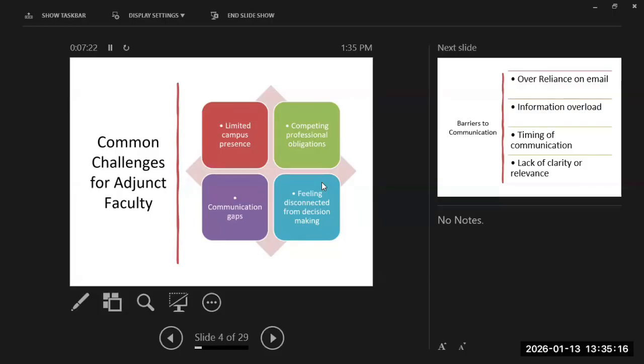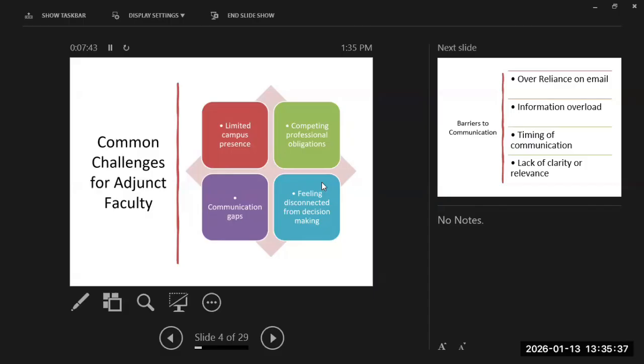If we have adjuncts in our programs that only teach online, then they possibly are really never here, so we're really never even seeing them a lot at all. That limit definitely can impact their performance and just the cohesive nature of our relationship.